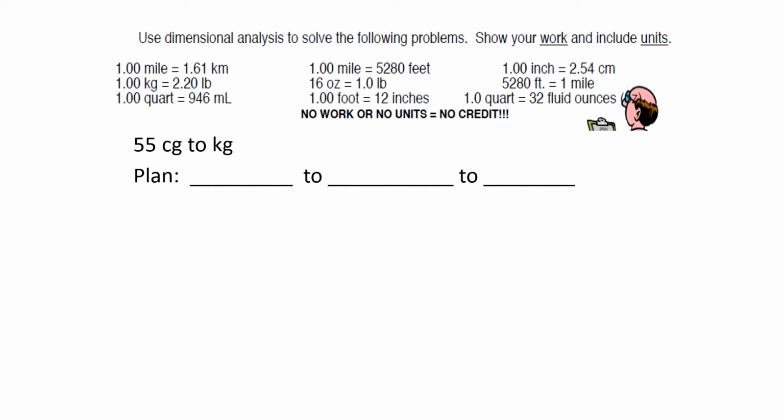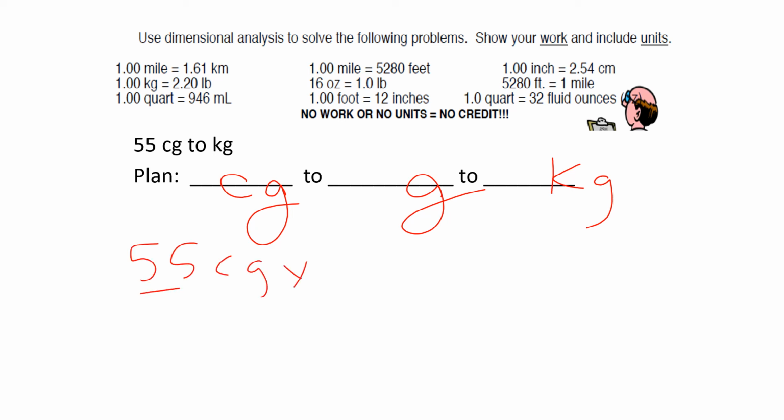All right, 55 centigrams to kilograms. So we have centigrams, we need to get to kilograms. This is a metric to metric conversion. You aren't expected to know how many centigrams are in a kilogram, but you are expected to know how many centigrams there are in a gram and how many grams are in a kilogram. So the base common unit between those two prefixed units is the gram. So we'll go 55 centigrams, centigram down here, gram up here. There are 100 centigrams in a gram.